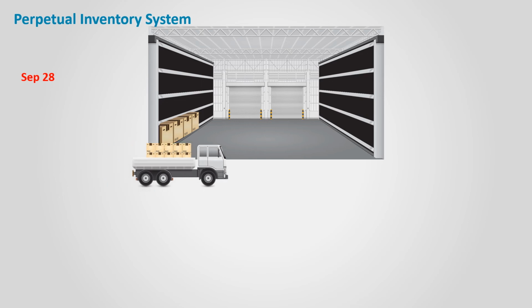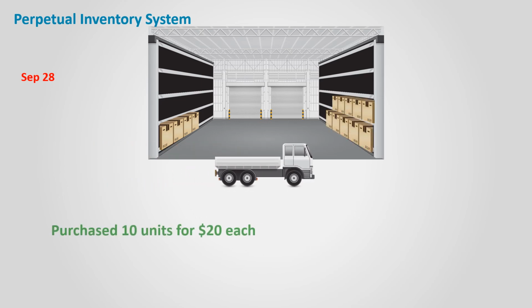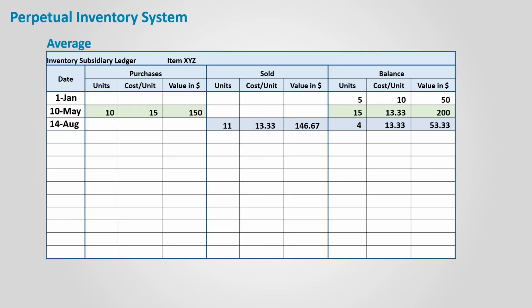On September 28th, the business purchased another 10 units for $20 each. Since the purchasing price is different than the current average cost per unit, we have to calculate a new average. Again, the weighted average cost per unit is equal to total value divided by the total number of units. The total value is $253.33 divided by 14 units, which is 4 units plus 10 units. So the weighted average is equal to $18.1.